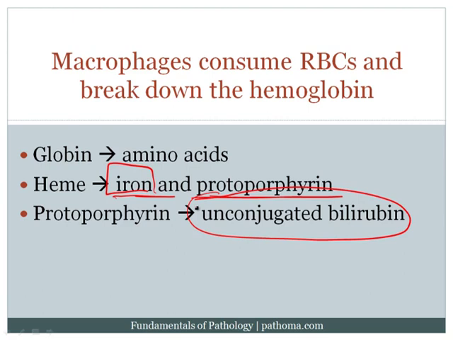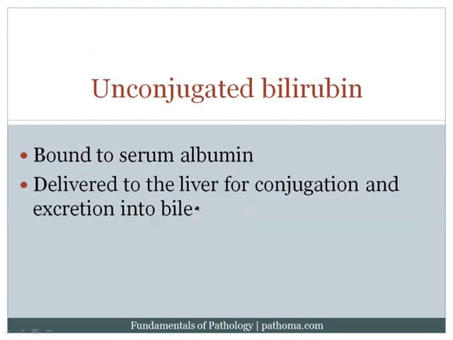Now, of course, the unconjugated bilirubin will then be bound to the serum albumin and delivered to the liver for conjugation and excretion into the bile. So the unconjugated bilirubin goes into the serum. It is not water soluble, it is fat soluble. It will remain within the serum until the liver can take it and conjugate it, and then the liver, once it's conjugated, will put it into the bile.